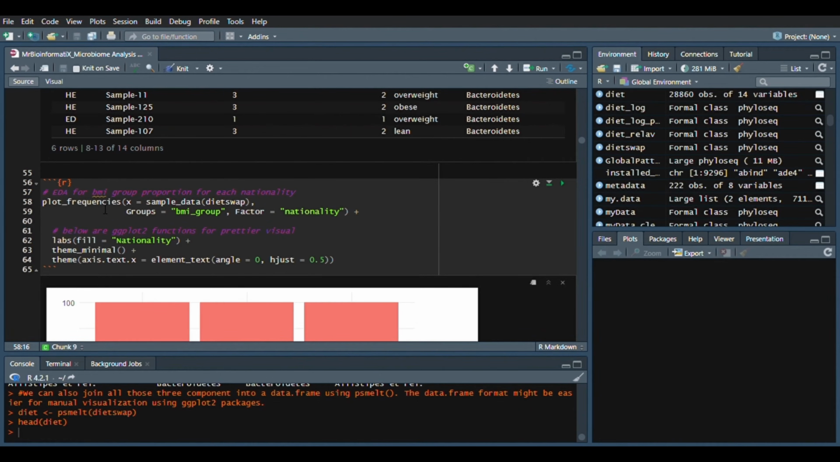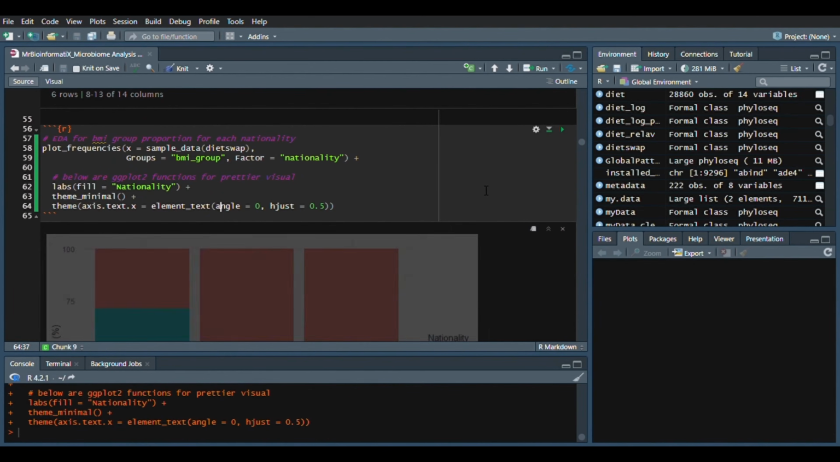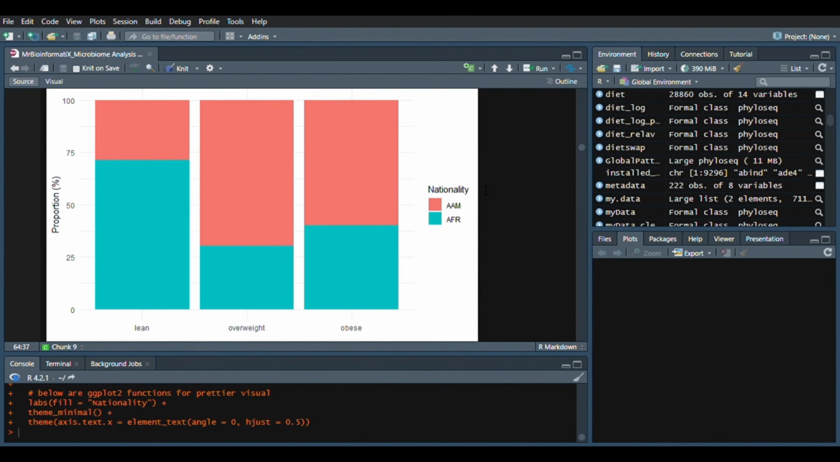So we write plot frequencies, x equals sample data, we put our data, diet swap, and then groups, BMI group, factor, nationality, to make this analysis based on the nationality, which is African American or African, and then labs fill equal nationality to make different colors, theme minimal, and theme axis text equal element text. Let's run our code. And here we have it.